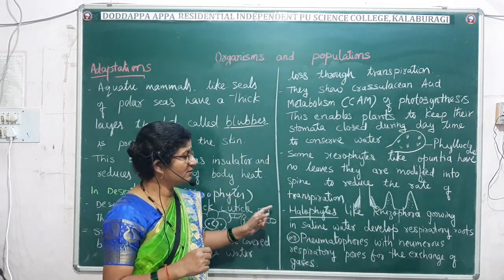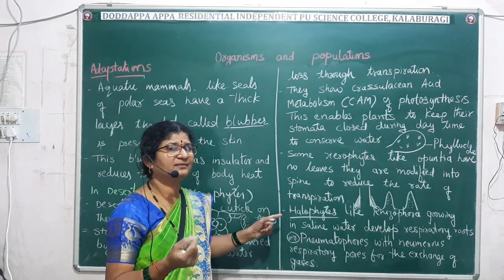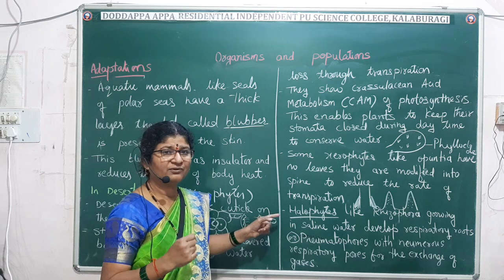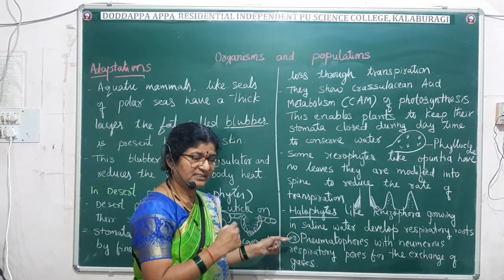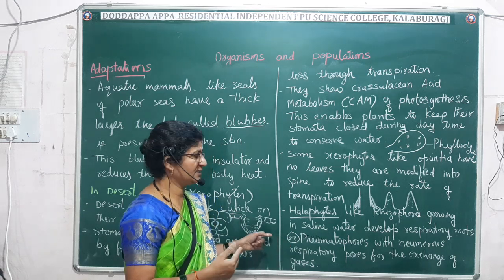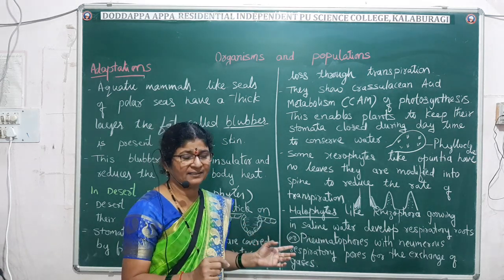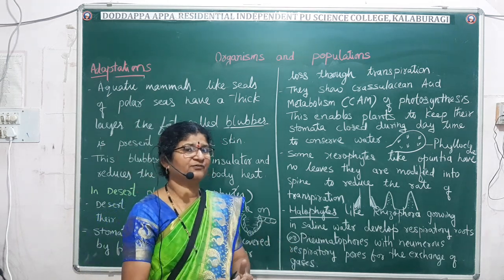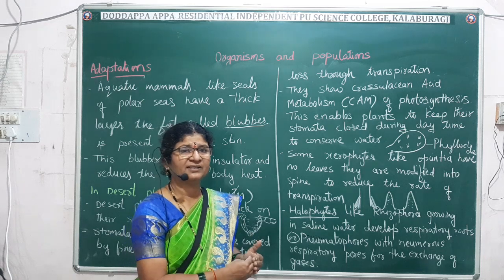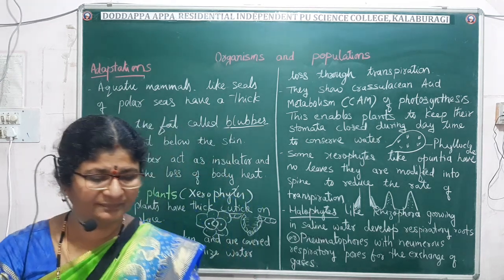Fine. So halophytes, what are halophytes? These are the plants which grow under high salinity, and they have an adaptation of respiratory roots, that is pneumatophores, which help in the exchange of gases. And apart from that you will see here vivipary. The seeds will germinate when the seed is still inside the fruit itself. It is also one of the important adaptations.